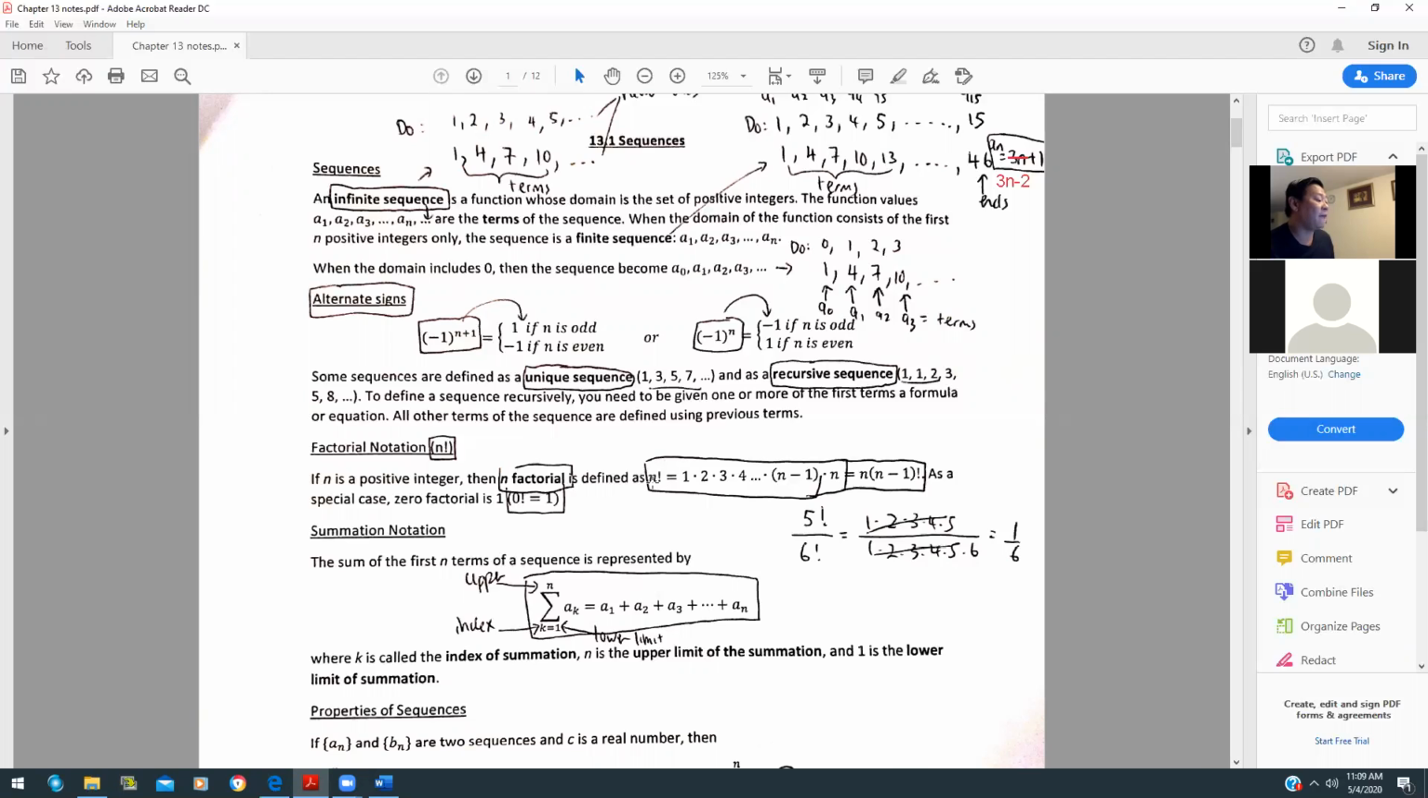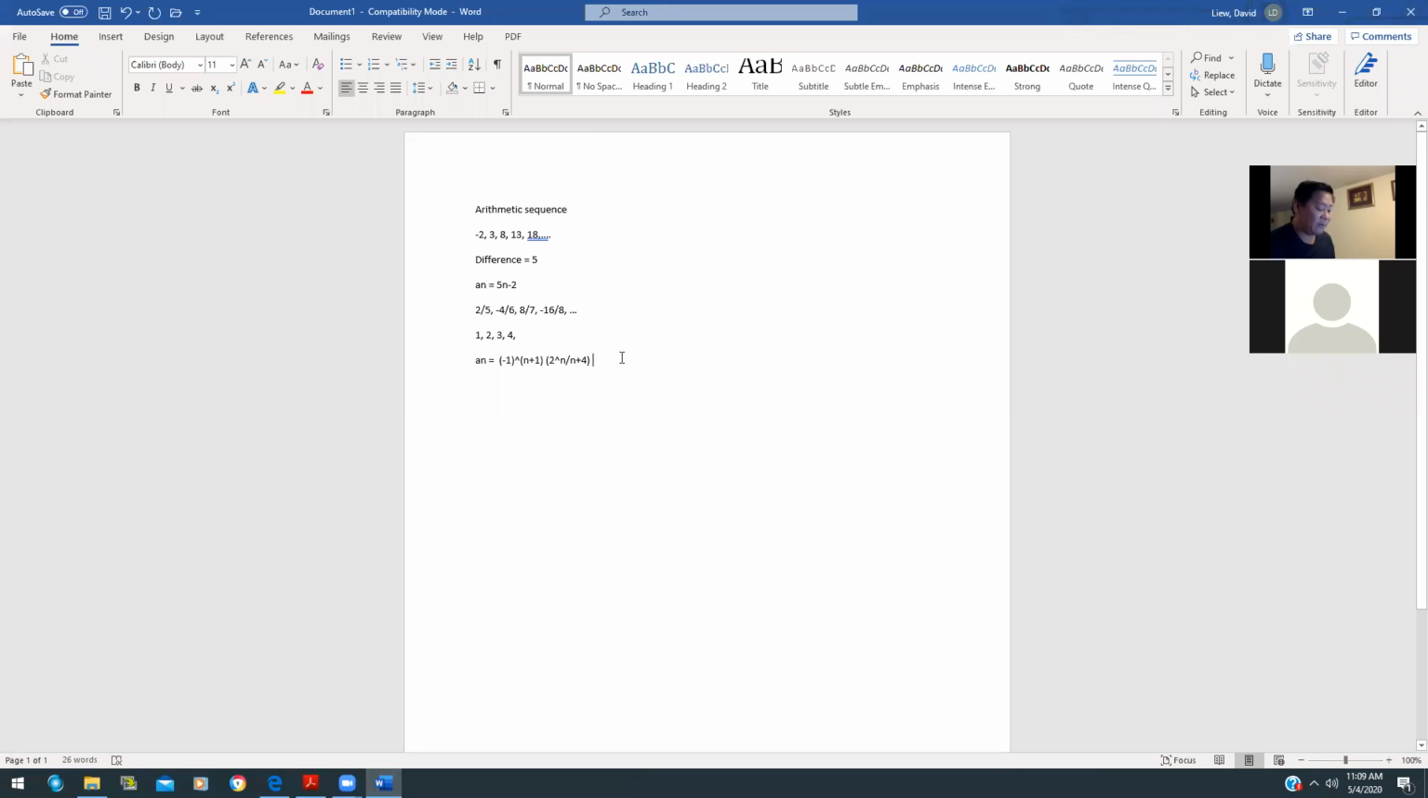So 5 factorial is 1 times 2 times 3 times 4 times 5. 6 factorial is 1 times 2 times 3 times 4 times 5 times 6. So when you have the factorial, you multiply all the way up to that number. That is called a factorial. 0 factorial is 1. For example, if I want you to figure out what is 10 factorial, you take 1 times 2 times 3 times 4 times 5 times 6 times 7 times 8 times 9 times 10. That's it. Use your calculator and multiply all these numbers. This is a very big number.